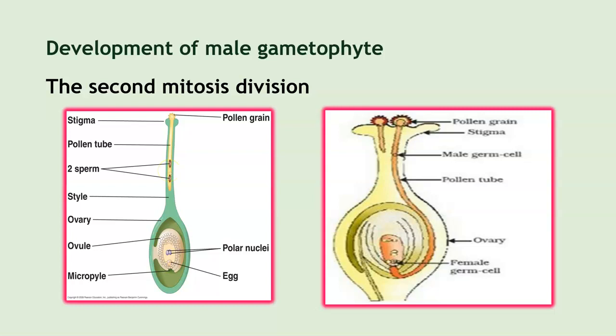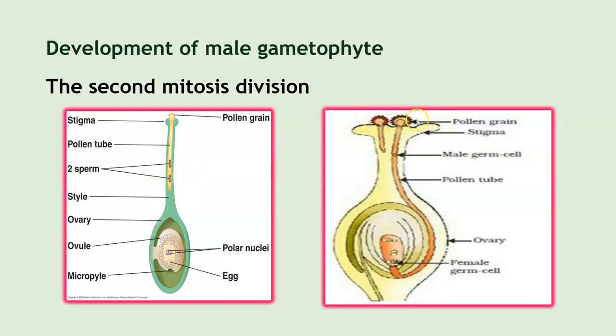Now, the tube nucleus, the cytoplasm and the generative cell all migrate into the pollen tube. The pollen tube goes down towards the ovule through the style due to chemical stimulus inside the ovary. The generative cell divides by mitosis in the pollen tube to form two haploid non-motile male gametes. So this is the second part, or the second mitotic division, where the two male gametes are produced.